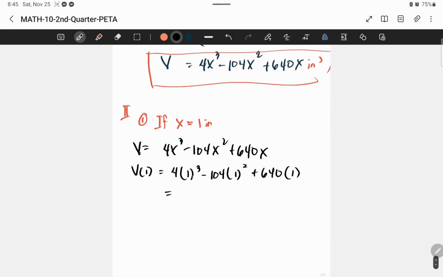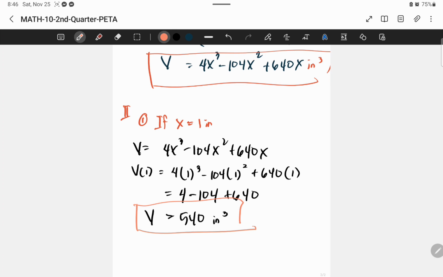1 raised to 3, that is 1, times 4, that is 4. 1 raised to 2 is 1 times negative 104 is negative 104. 640 times 1 is 640. 4 minus 104 is negative 100 plus 640, that is 540. Therefore, our volume when x is equal to 1 inches is equal to 540 cubic inches. Alright, so that is for number 1.